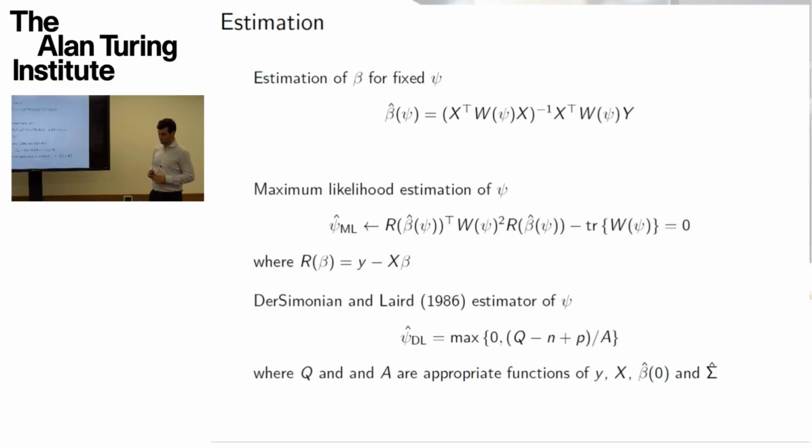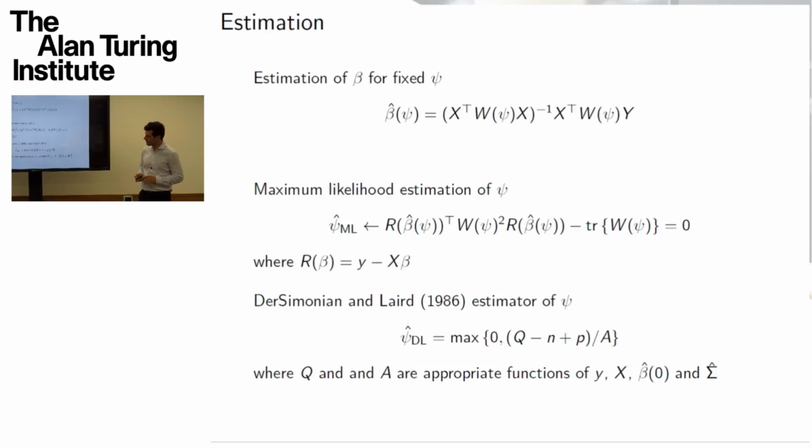Estimation for beta, if psi was fixed, is usually done by weighted least squares. So if you fix psi, this is a weighted least squares problem. You simply weight by the matrix W, the inverse of the marginal variance, and you get a weighted least squares estimator. And then you have to estimate psi, of course, in order for all this to work.